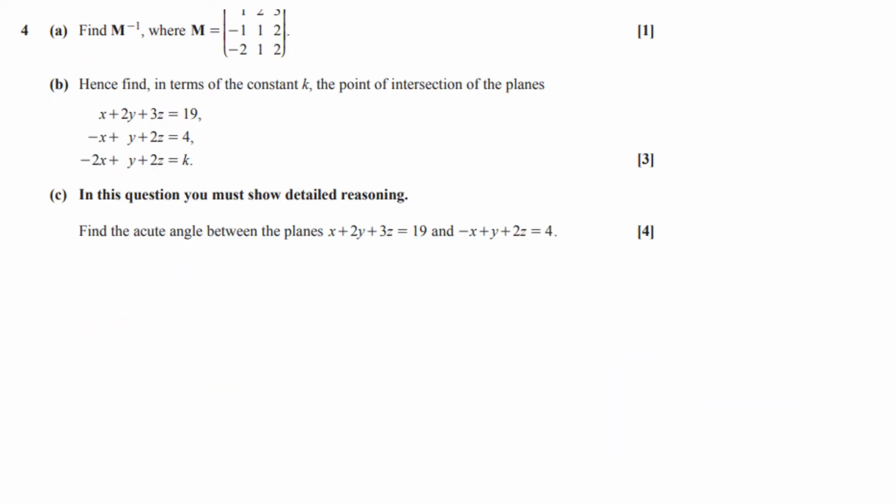So not everybody's favourite thing to do. Number 4 is finding the inverse of a 3 by 3 matrix. Now there's quite a bit to it. The first thing you need to do is to find the determinant.